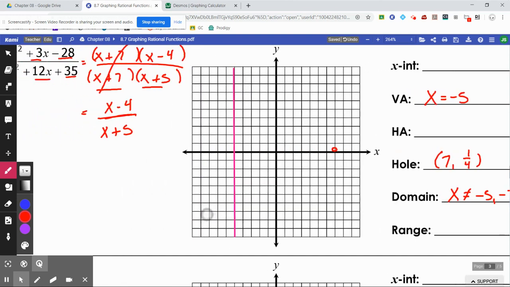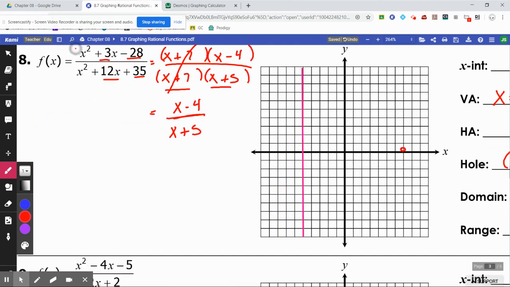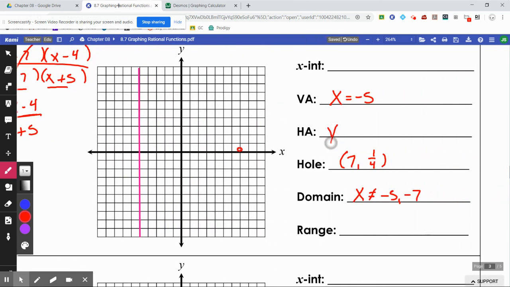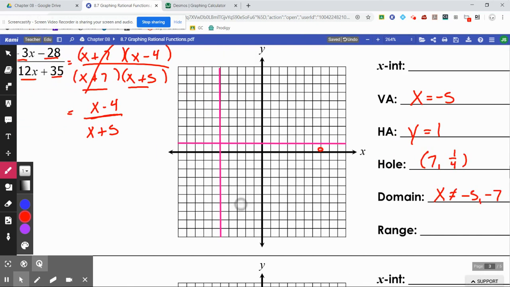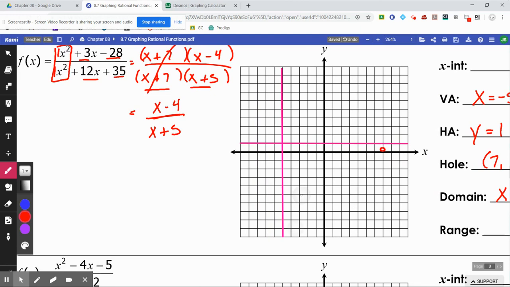Next up, let's go ahead and find our horizontal asymptote. Again, we do it by looking at the leading coefficient. The highest power is in the top and the bottom. Since they're the same, that's when you look at the numbers out front. So y equals 1 over 1, or y equals 1, is going to be our horizontal asymptote. And there it is.